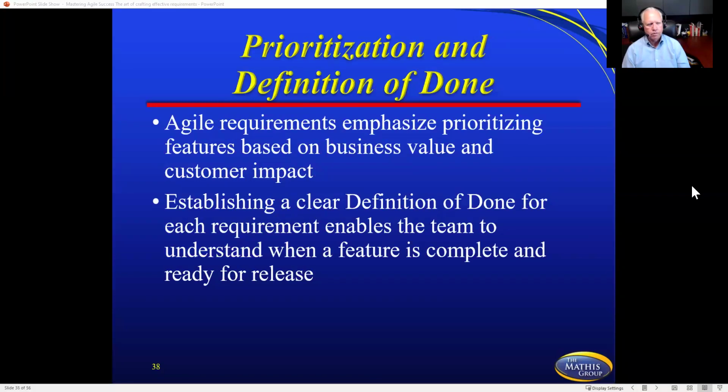All right, so prioritization and definition of done. DoD, definition of done, is something that's talked about, but that definition of done could change as you go through your project. So Agile requirements emphasize prioritizing features based on business value and customer impact. Establishing a clear definition of done for each requirement enables the team to understand when a feature is complete and ready for release. And this all sounds great, doesn't it? It's all packaged. It's just perfect. One problem. You know what the problem is?